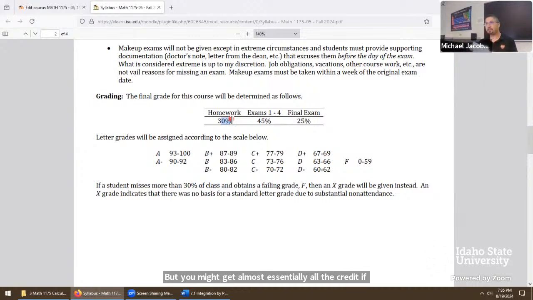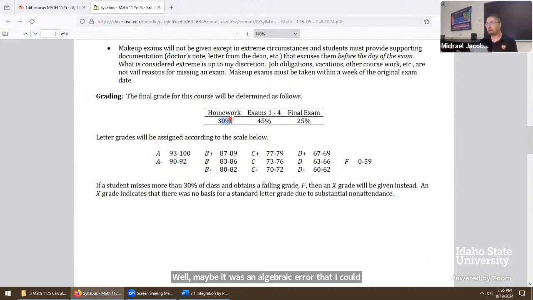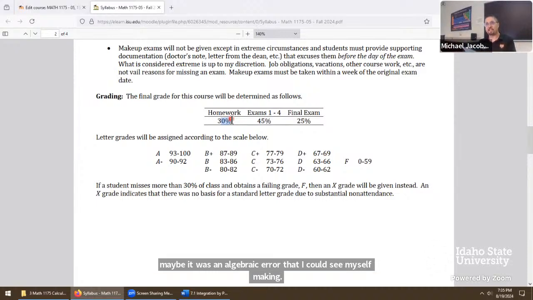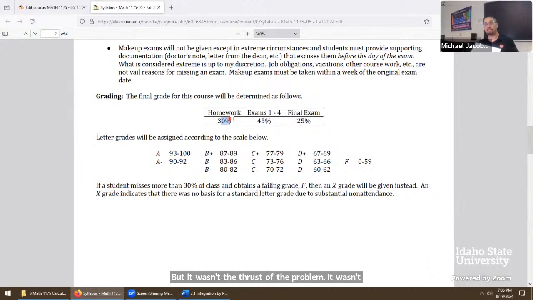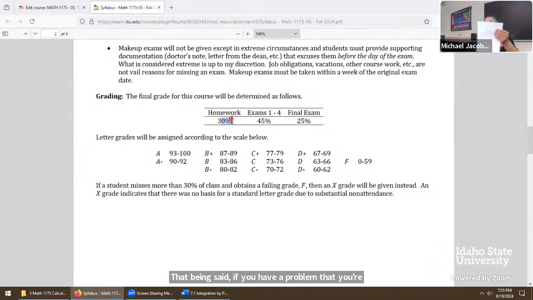Or maybe it was an algebraic error that I could see myself making, but it wasn't the thrust of the problem. It wasn't really a calculus mistake. You get the majority of the partial credit. That being said, if you have a problem that you turn in as homework or an exam problem, and the answer is right, but I can't understand the process, or if everything is incorrect, you might lose a majority of the credit on that.